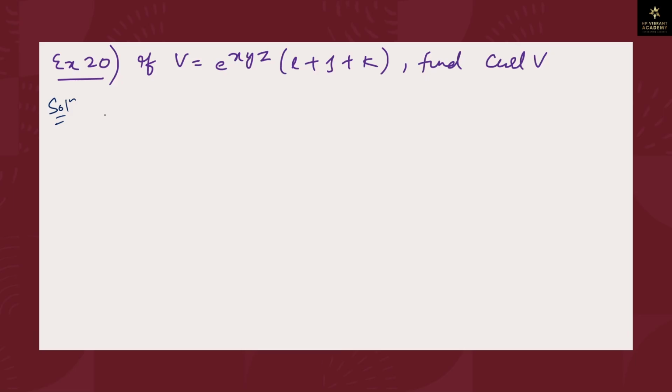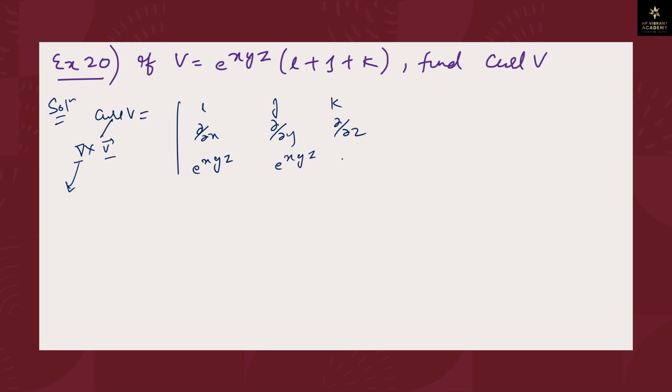So we have the curl of V. Curl of V is equal to the determinant with i, j and k, so curl of V is del cross V. Let us write down the components of the first vector and the second vector. This is the vector differential operator, with components del upon del x, del upon del y, del upon del z. In the second case, the components with respect to i, j and k are e to the power xyz, e to the power xyz, and e to the power xyz.